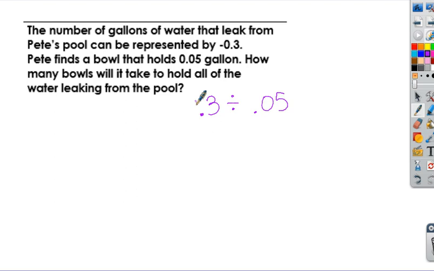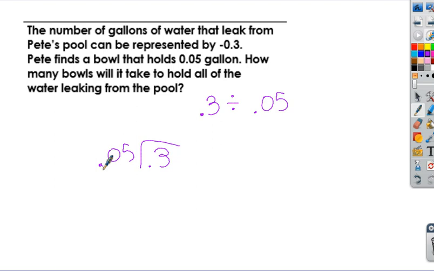Sometimes decimals get in the way of our understanding. You can think of it as 3 gallons, and you have this sort of smaller half gallon to fill it up with. How many times you need to scoop the water to get all of the 3 gallons of water. But it's the same problem. Here's my dividend, and here's my divisor.